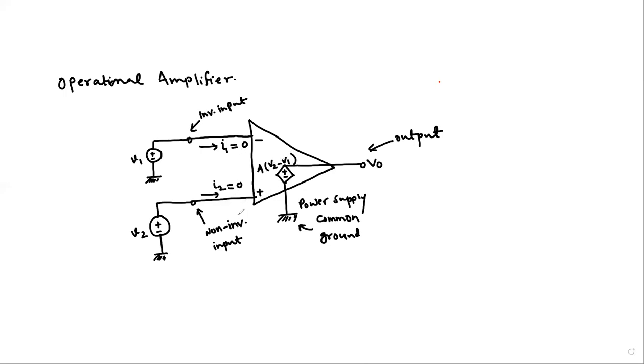So that's the difference between the two inputs. So we know that this amplifies the differential signal. So we can say that this is V2 minus V1 or A times VID. And VID is the difference between the two input terminals. And I1 and I2 are zero because of the infinite input resistance across these two terminals of the operational amplifier.